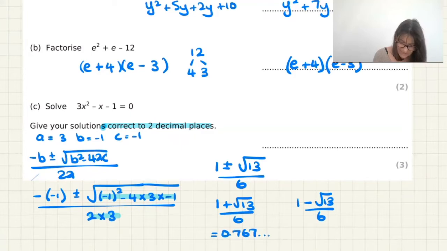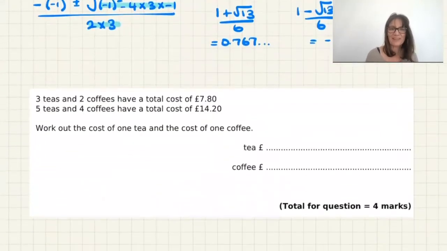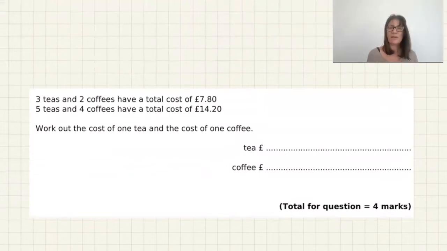0.767 and on it went, and minus 0.434 and on it went. We've been asked to give our answer correct to 2 decimal places. So I've got X is equal to 0.77, careful with the rounding, and X is equal to minus 0.43. Okay, first question done. Next one. There you are. I'll clean this up so it's not distracting. So hit pause and press play when you're ready.